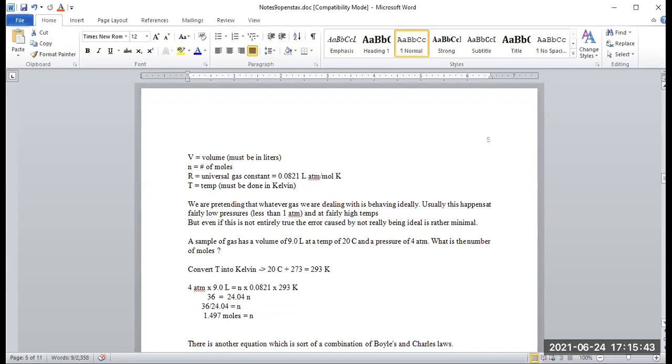So if we have a sample, and I used a big sample this time, 9 liters, at room temperature, 20 Celsius, but a high pressure, 4 atmospheres. How many moles are we talking about? I need to do a little bit of tweaking here as I put things into the equation. I definitely need to convert my temperature unit over to Kelvin. So add your 273. So 4 atmospheres, 9 liters. N is my unknown.